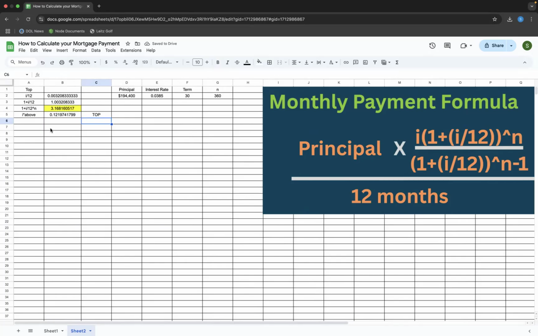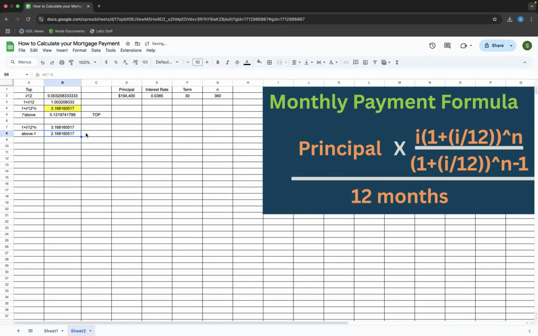Now, we know that this number right here is exactly identical to this one. So if we take this number right here, it's the exact same thing as 1 plus I divided by 12 raised to the n. But now we need to subtract 1 from it. So we're going to say above minus 1. So we're going to take this number minus 1.